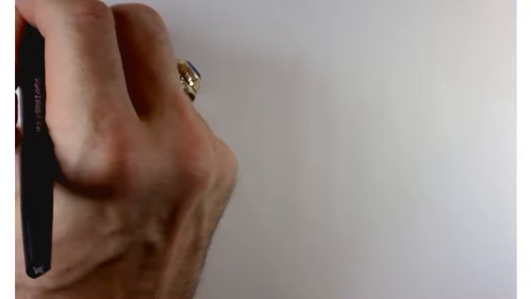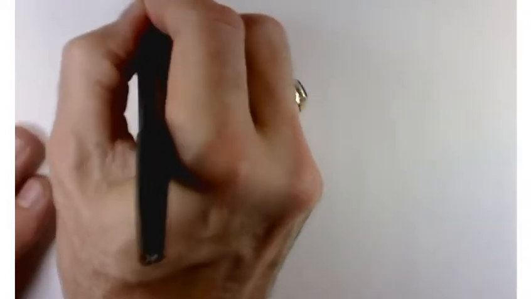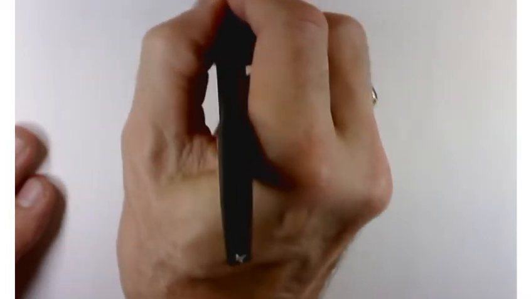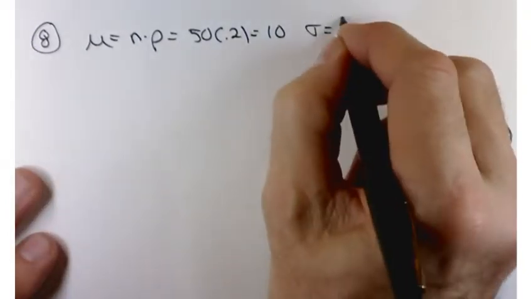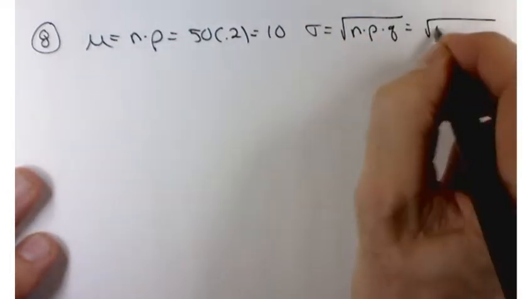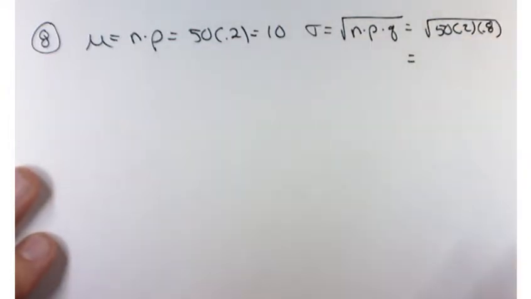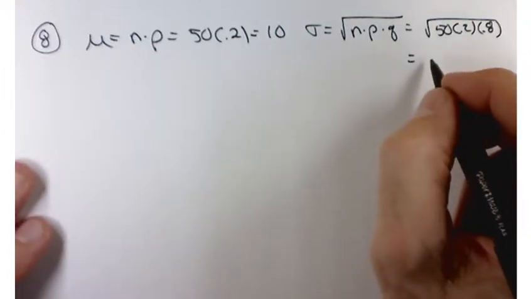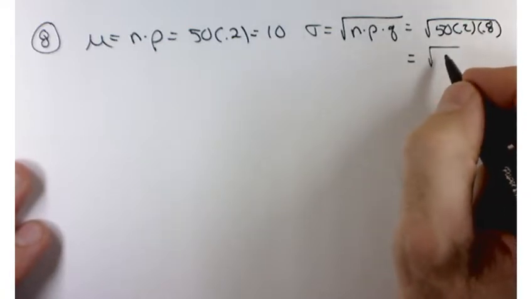We need a couple things here. So this is still problem number 8. I need the mean, which is n times p. I've already got that. I have a mean of 10. And a standard deviation equal to the square root of n times p times q, which is 50 times 0.2 times 0.8. So it's going to be the square root of 8. Yeah, square root of 8, about 2.828.